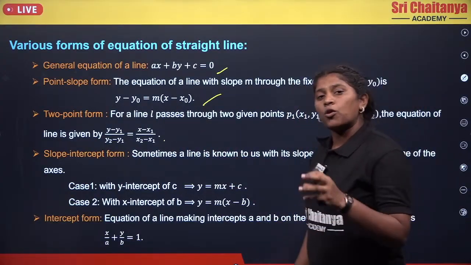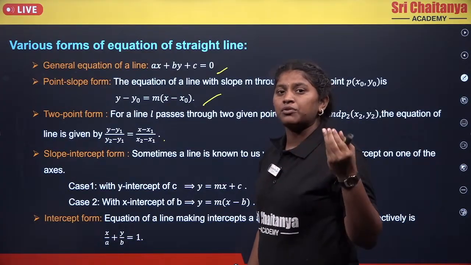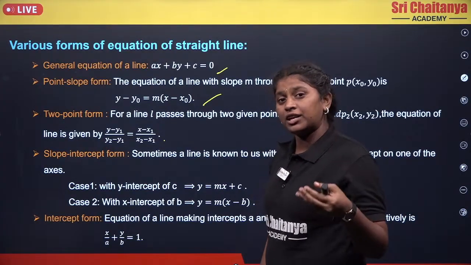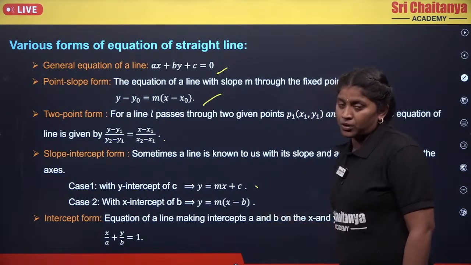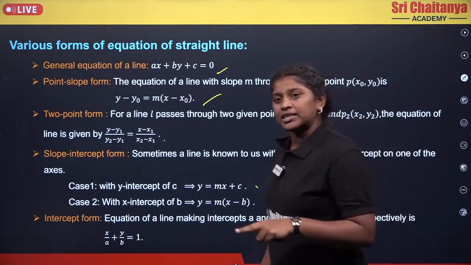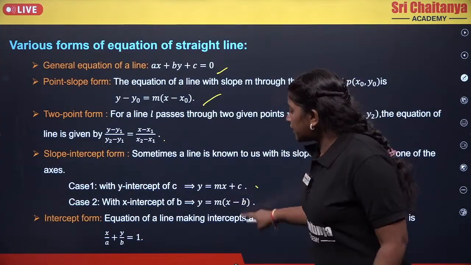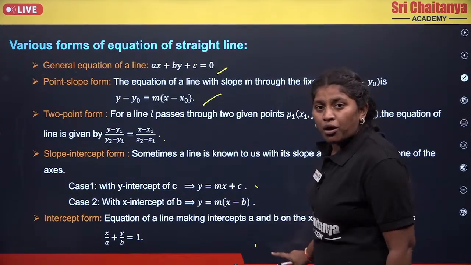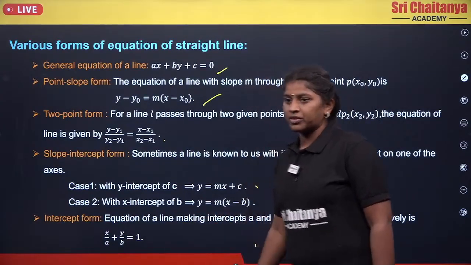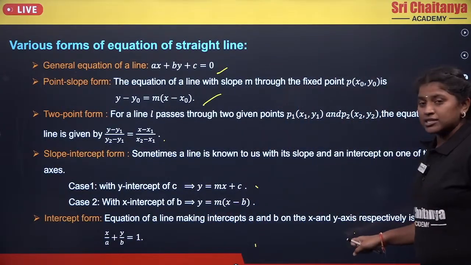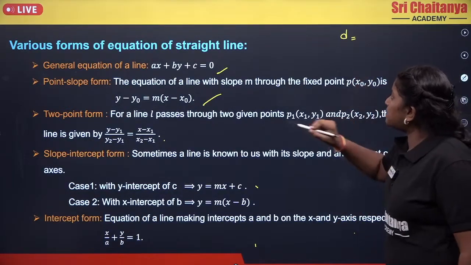And if they give the slope and the intercept of the line, like if they give the y-intercept, we will use the y-intercept formula, and if they give the x-intercept, then we will use the x-intercept formula. And if they give both intercepts, like your a and b, your x and y intercepts, then we can use our intercept form, which is nothing but x/a + y/b = 1. Understood?